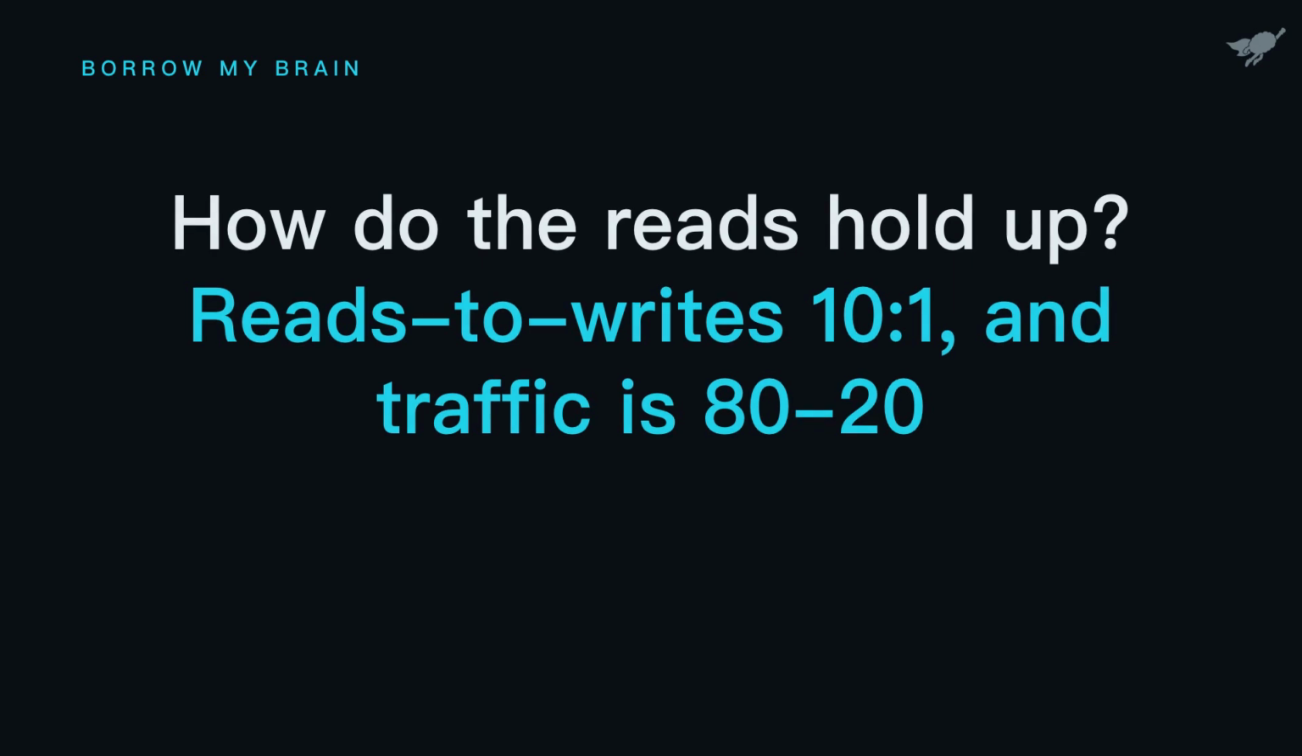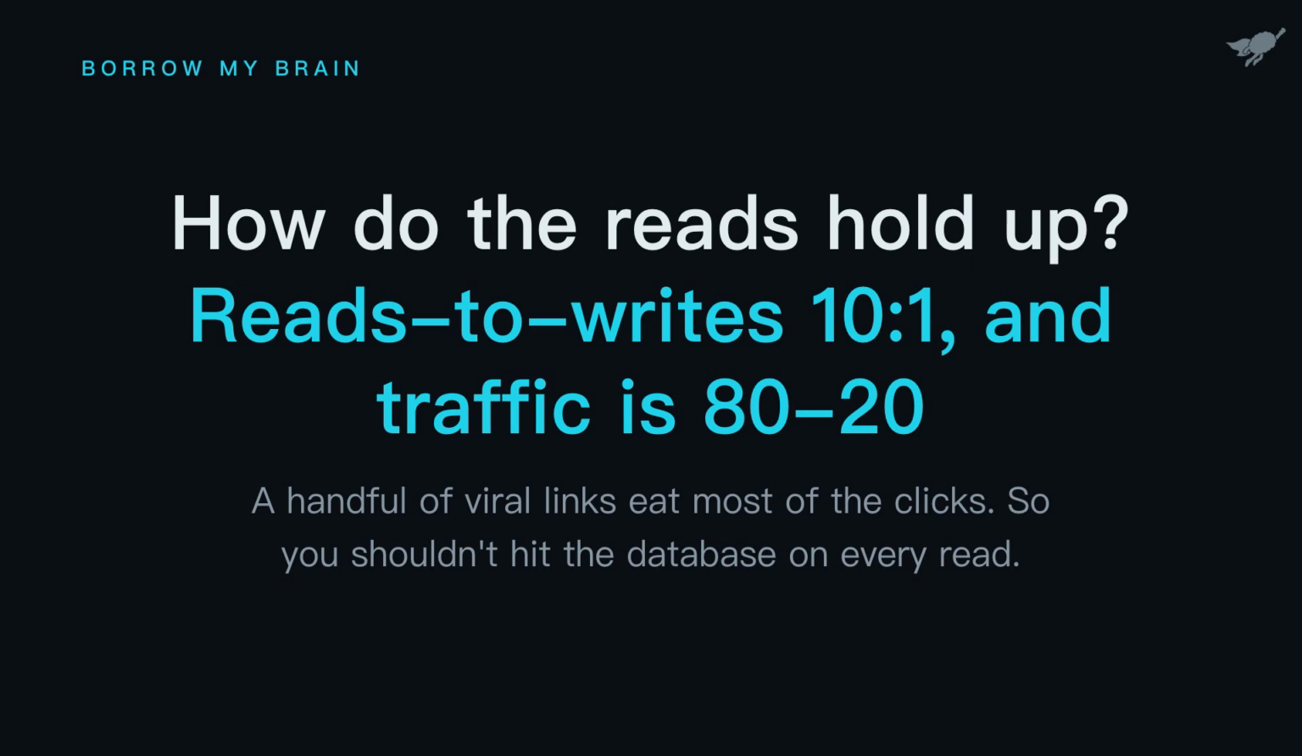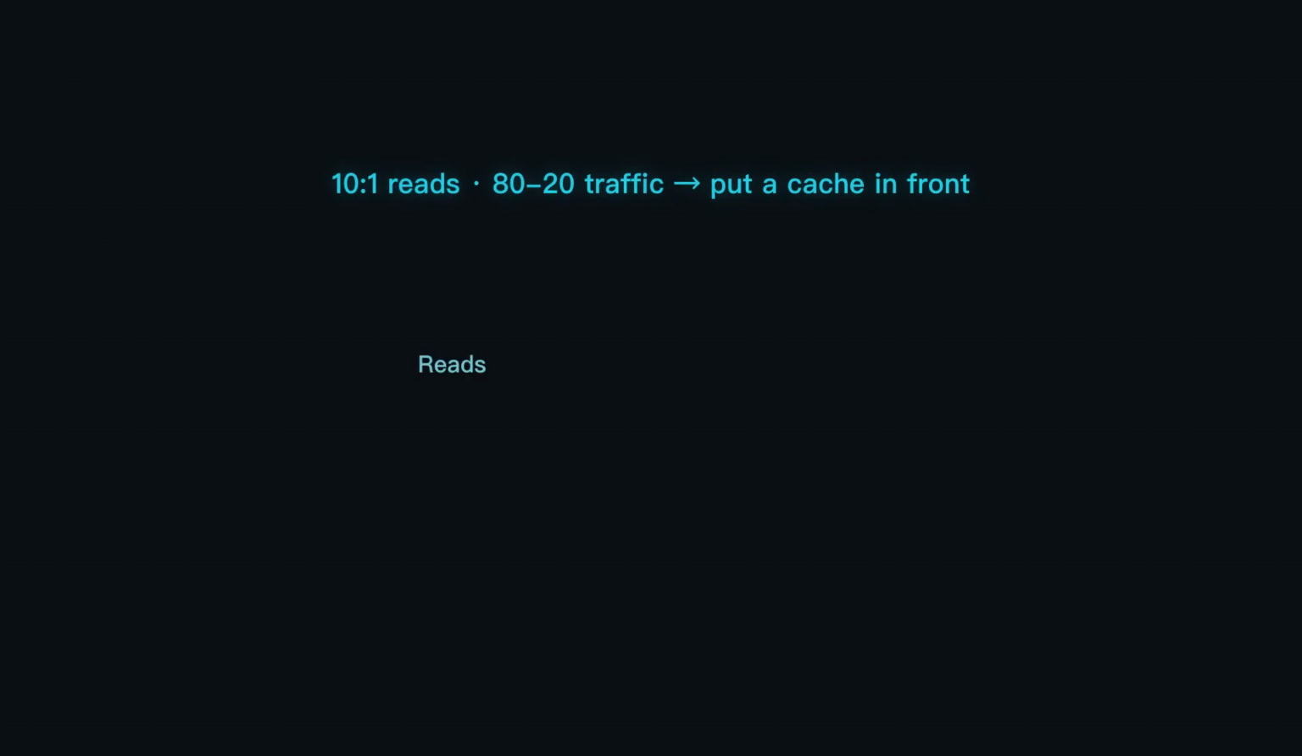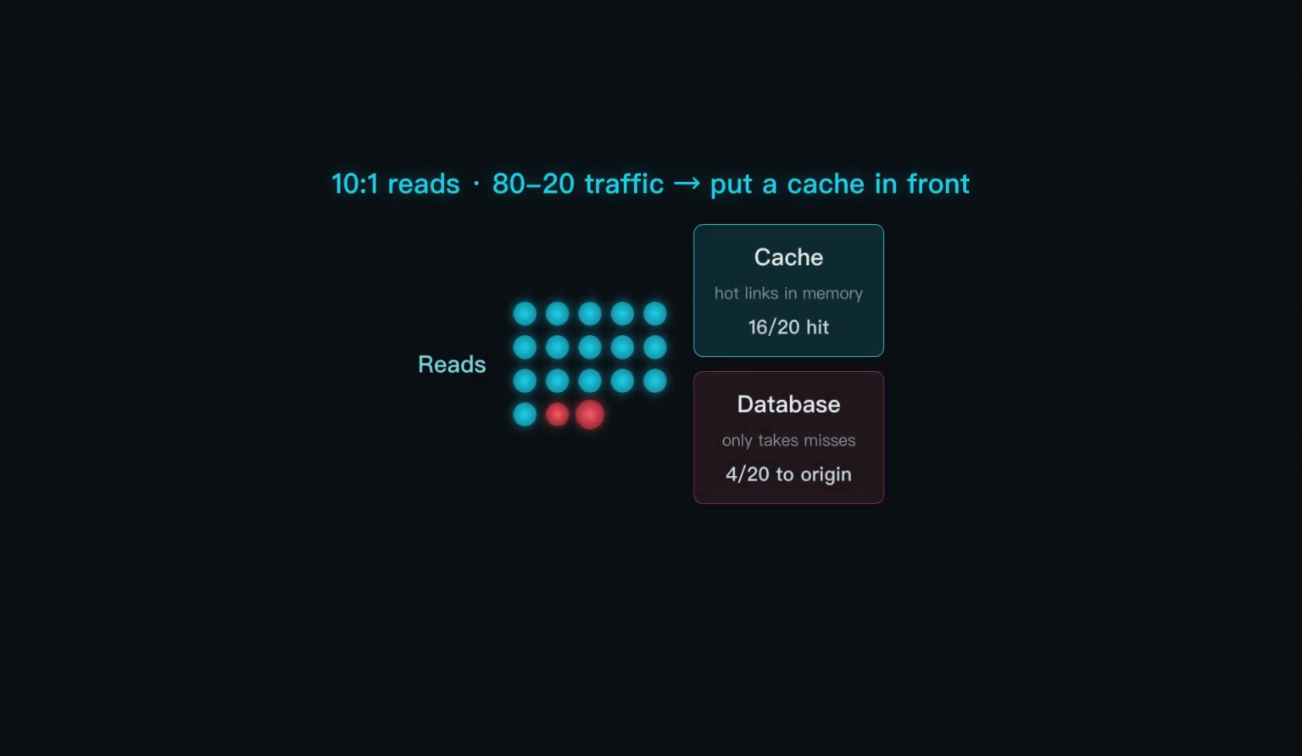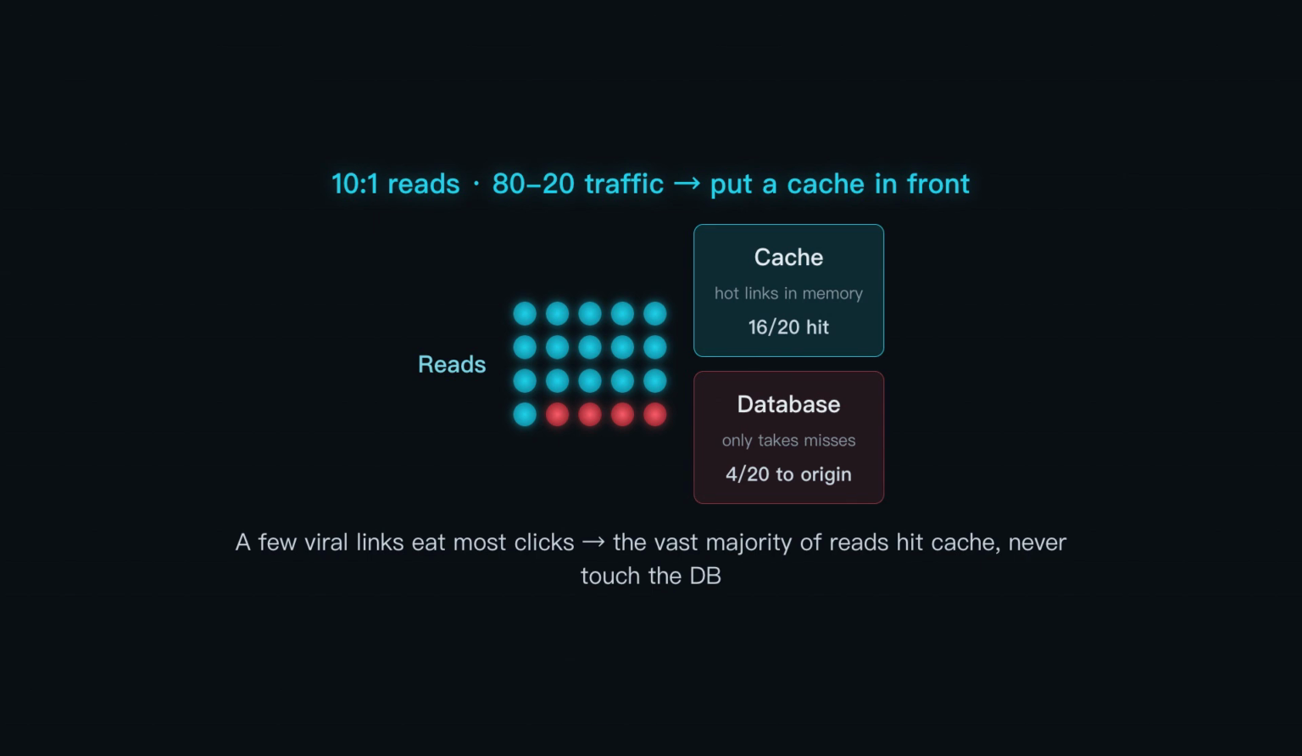Last piece, how the reads hold up. Don't forget the read-write ratio is 10-1, and the traffic is extremely uneven. A handful of viral links eat up most of the clicks, a classic 80-20 distribution. So you shouldn't hit the database on every single read. You put a cache layer out front and keep the hot short links in memory, Redis, for example. The vast majority of reads hit the cache and return right away, never even touching the database. Further out front, you can add a CDN too.